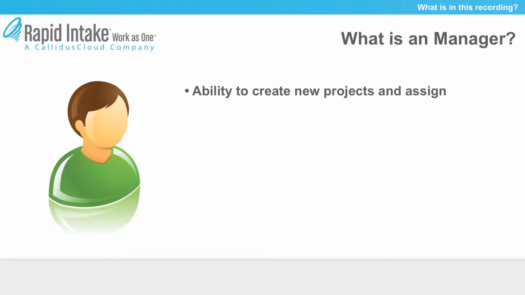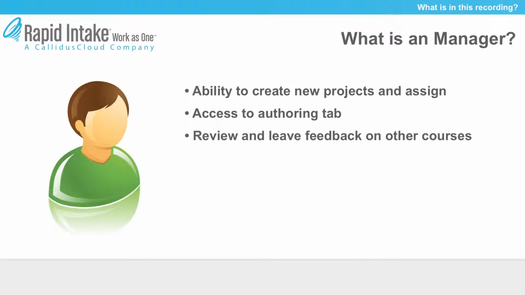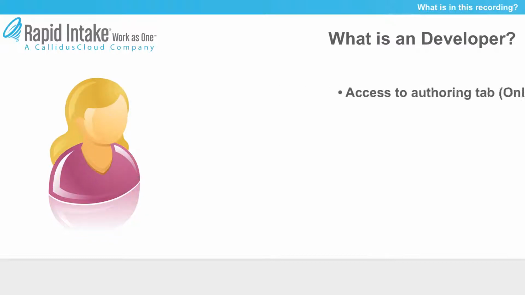What's the difference between an admin and a manager? Well, a manager does not have access to the admin tab. They only have the ability to create new projects and assign people to those projects when they're first creating them. After they've been created, if they wanted to assign somebody to that project later, an admin actually needs to do that. They have access to the authoring tab, so they can still build and modify projects, and they can delete, or they can go in and they can add pages and content and build just like a regular developer. And they also have review and feedback options where they can go in and launch a course and leave feedback, comments, and suggestions.